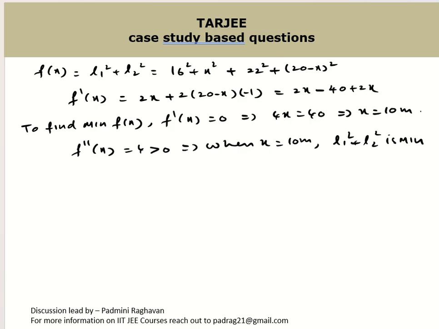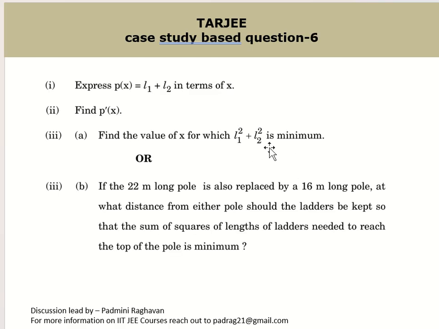So the third part of the question is to find the value of x for which L1 square plus L2 square is minimum. When x is equal to 10, L1 square plus L2 square is minimum. Then there is a choice question. If the 22-meter long pole is also replaced by a 16-meter long pole, at what distance from either pole should the ladders be kept so that the sum of the squares of the lengths of the ladders to reach the top of the pole is minimum?